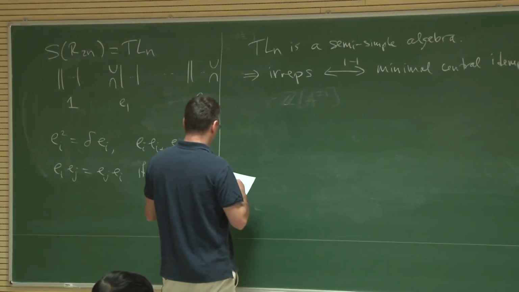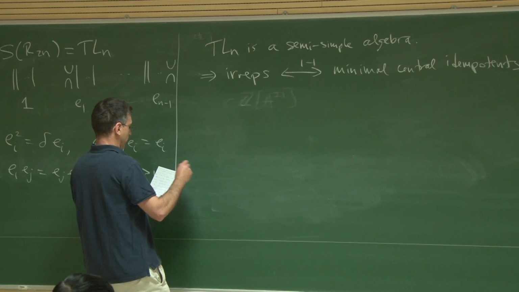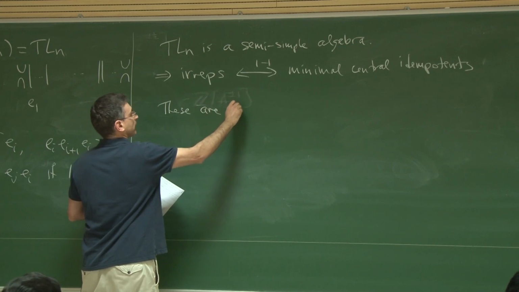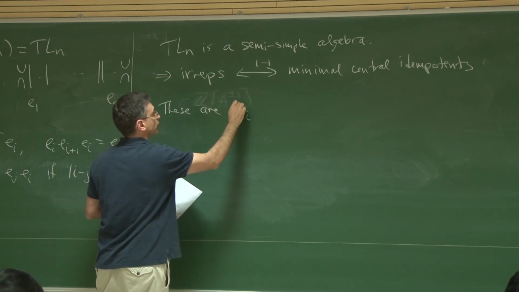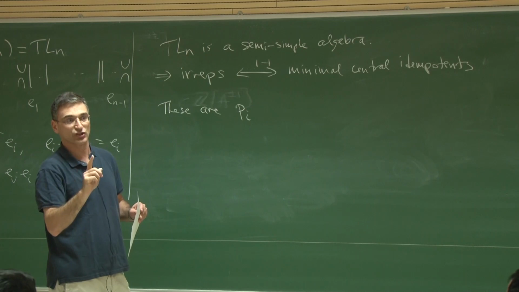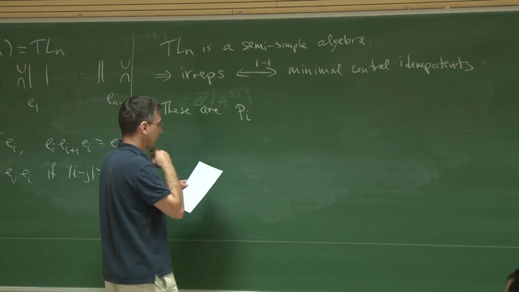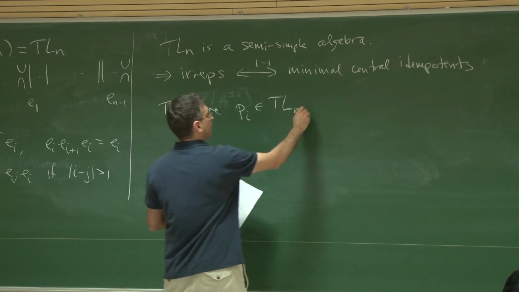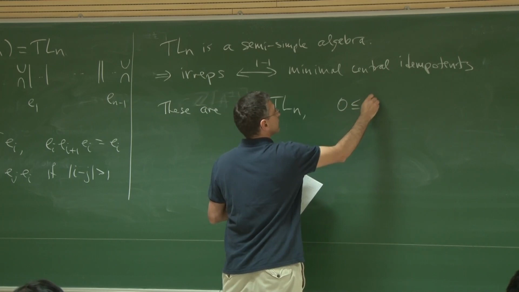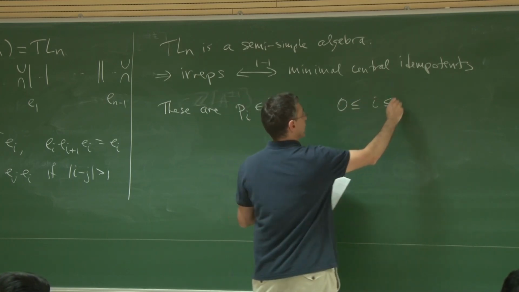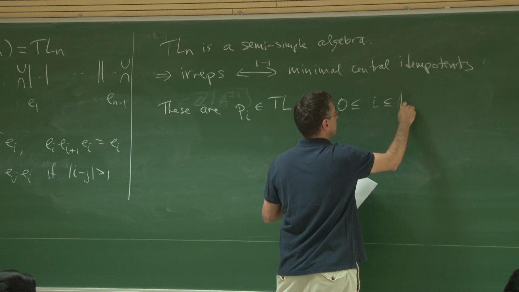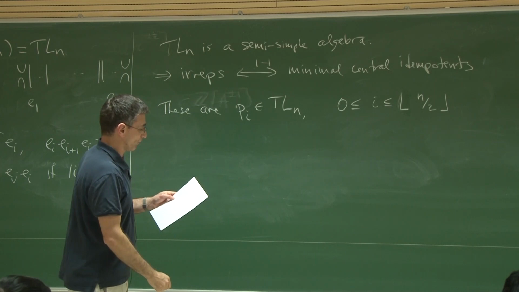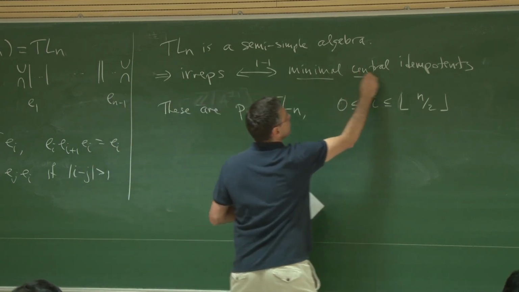So for example, just to put some notation, these are idempotents, which, using Jones's notation, I'm going to switch notations a little bit later, but in Jones's notation, these are pi sitting in TLN. And how many are there? There are exactly, i is between 0 and n over 2, like that. Okay? So what do these three words mean?